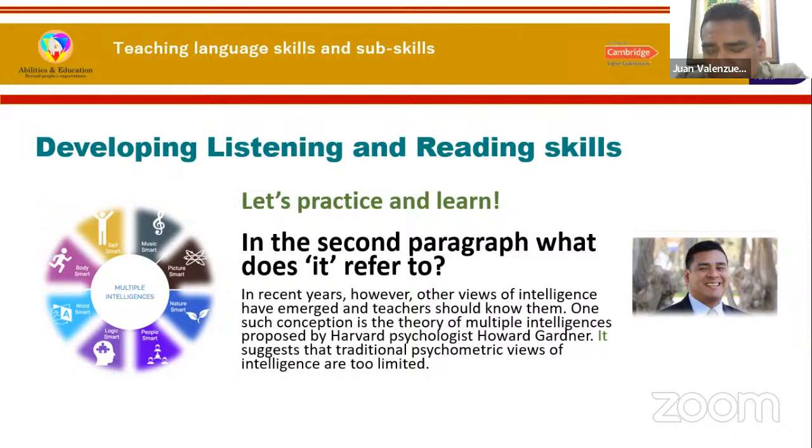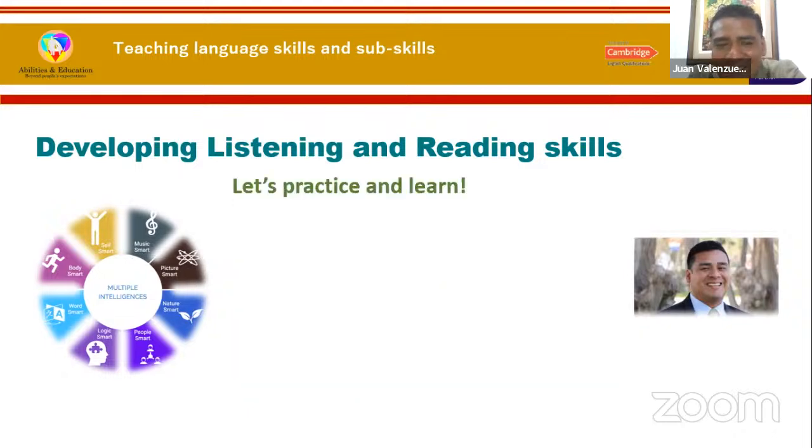I want you to read carefully before you answer. What does it refer to? Libros nuevos, you are right. What's your name? I don't think that's your name. I would like to know your name, to call you by your name. Your answer is right. Yeah, it refers to that theory. Yes, the theory of multiple intelligences. Excellent. You are very smart. Excellent, excellent, excellent. I love you.